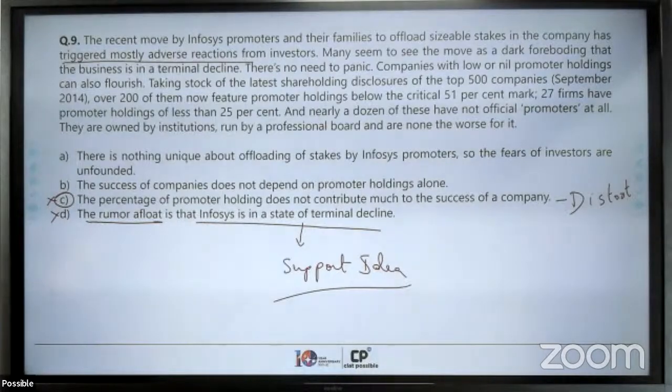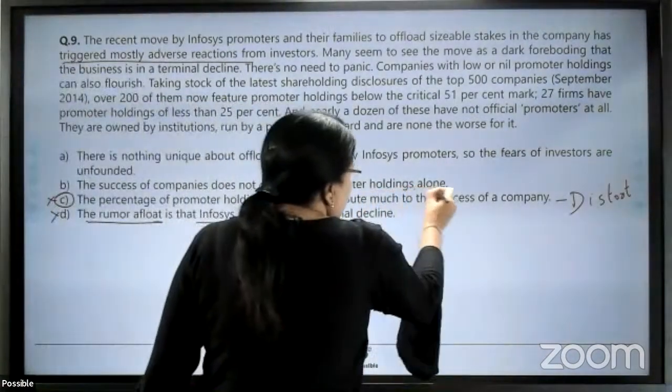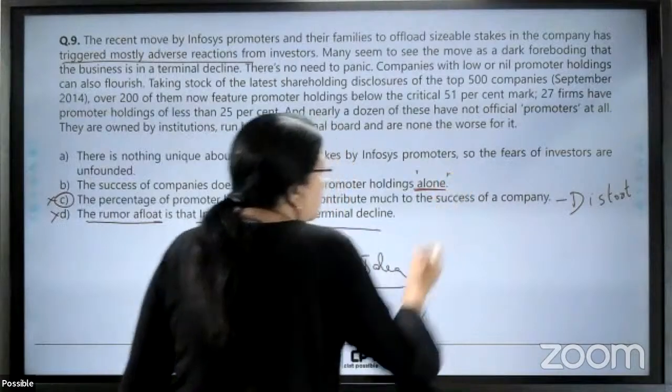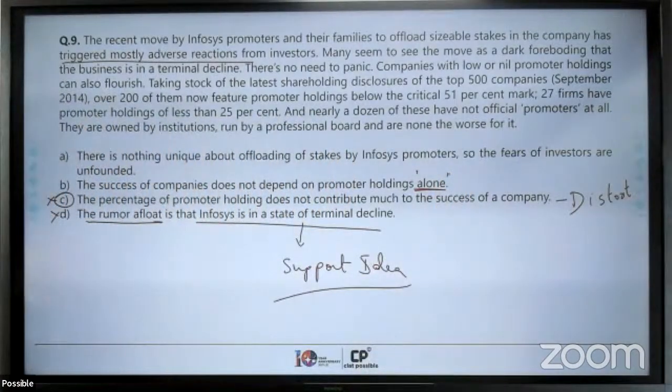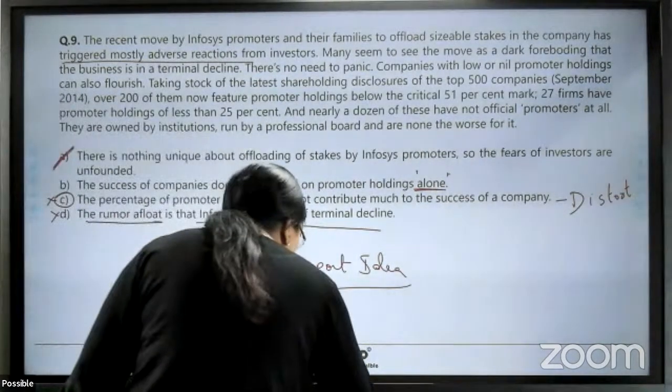The success of companies does not depend on promoter holding. Ye dekho. That means it depends on something else. This word was wrong here. So answer becomes A. 9th is A. Clear? All of you are okay with the idea? 9 is A. Okay, I'm going backward now.